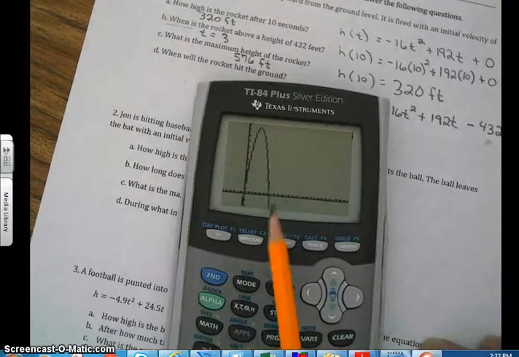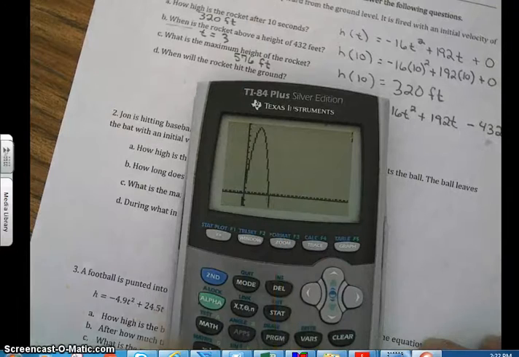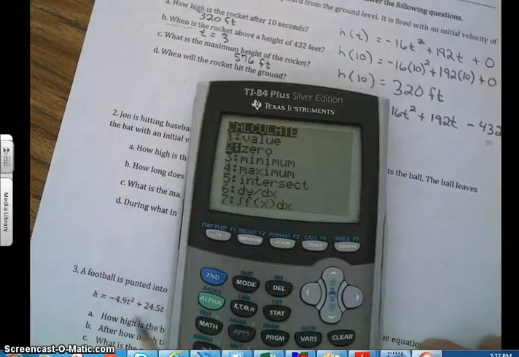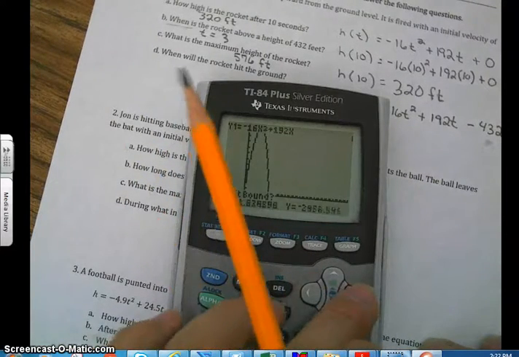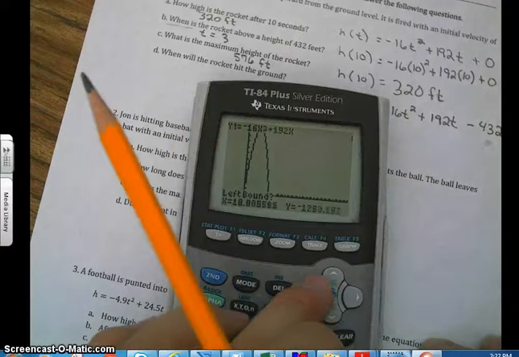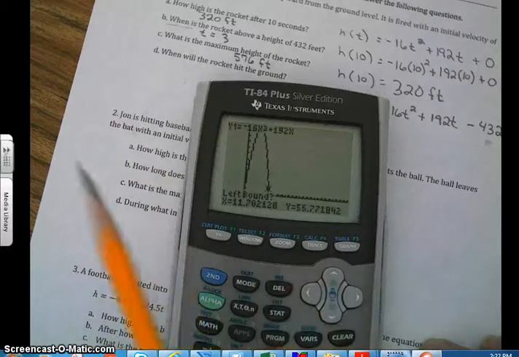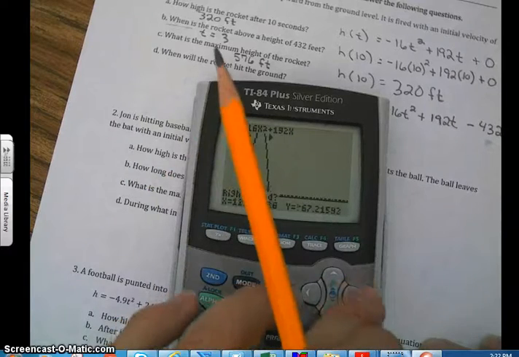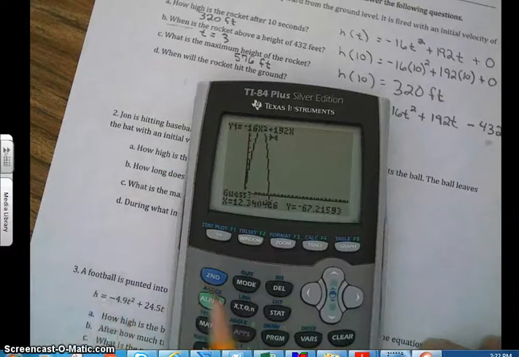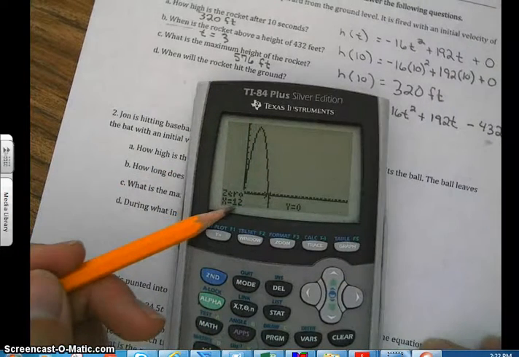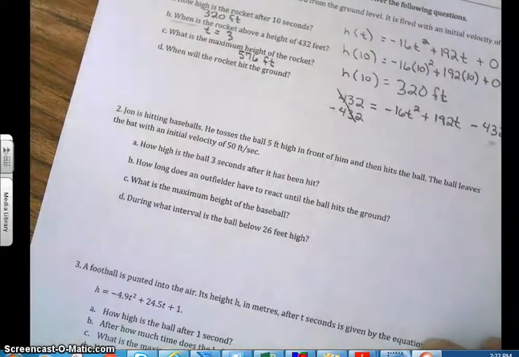Now can we see where it hits the ground? Right here. So second calc, 0. Left bound, left of it, right of it, enter. So it hits the ground in 12 seconds.